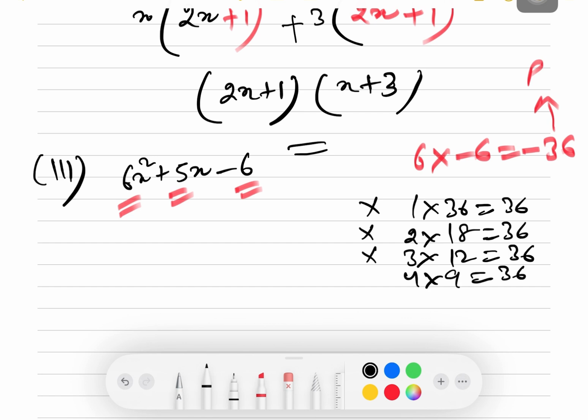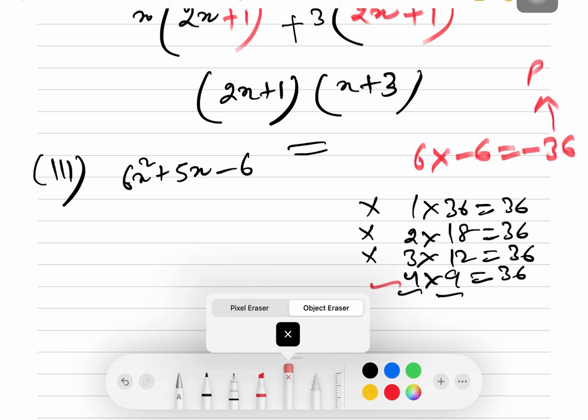Then 4 nines are 36, and 9 minus 4 will give you 5. Right? So these two are our required numbers, correct. 4 nines are 36 and 9 minus 4 will give you 5. Okay. But now you have to take care of the signs.